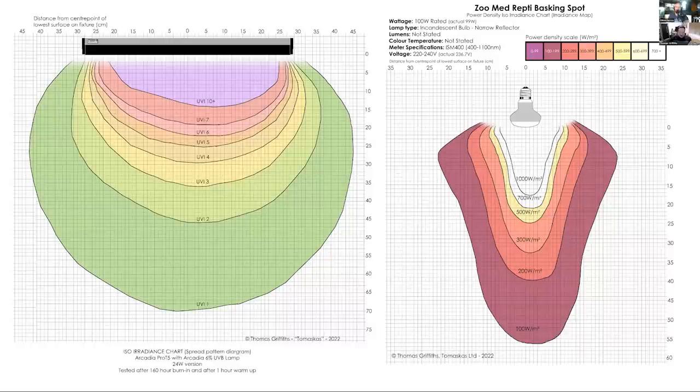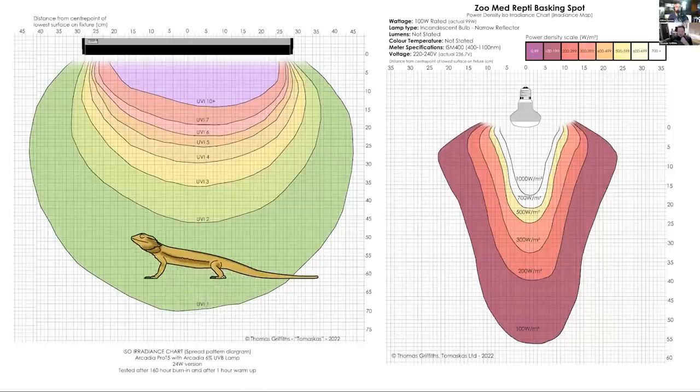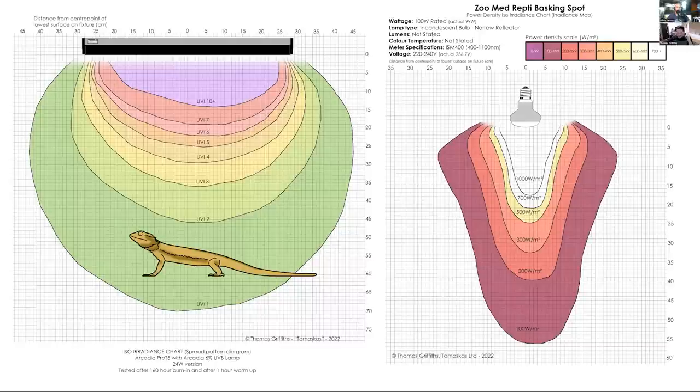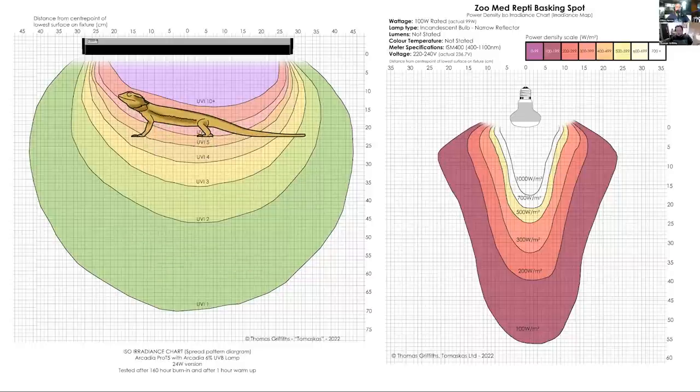So yeah, Fran came up with the idea of calling them ISO irradiance charts, and this was back in the day, which makes sense. I like to call them irradiance maps or spread diagrams, because it essentially shows you the spread of light that comes off a lamp. And you can use examples with animals. You can say a bearded dragon, if it is this far away from a lamp, will get UVI, in this example, between 1 and 2. Equally, if an animal is closer to a lamp, it would get a different UVI. And we can use this to recommend lamps and distances to people who don't have meters.